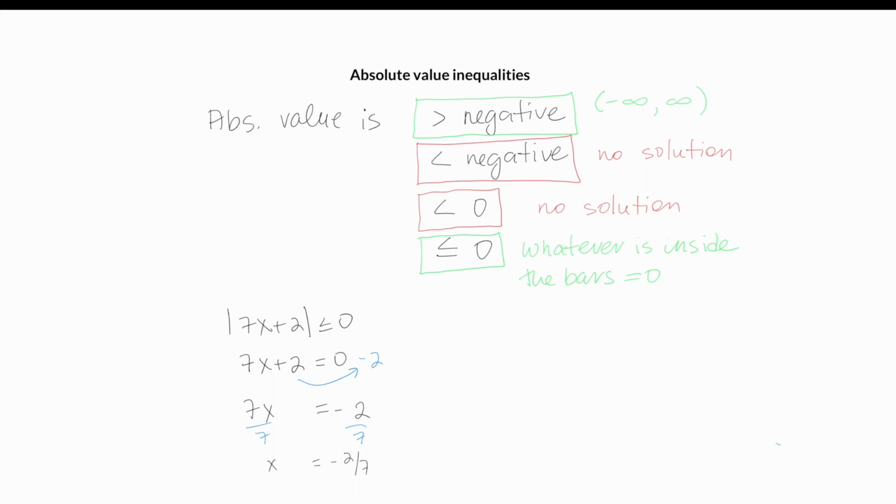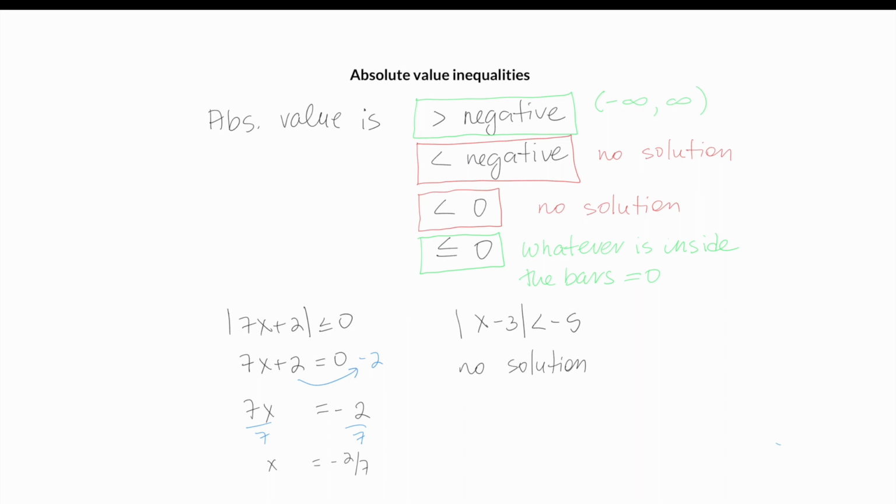So let's look at the next example. I have the absolute value of x minus 3, and it's less than negative 5. Less than a negative number, that's the second option, less than a negative, and it's just no solution.